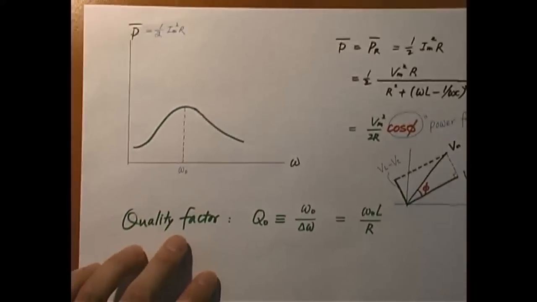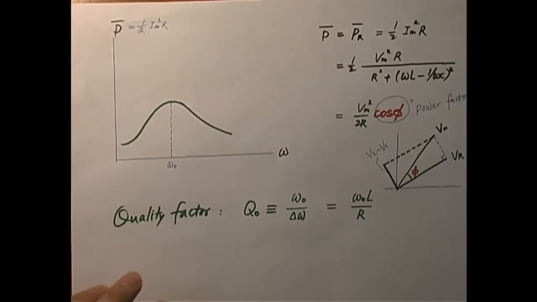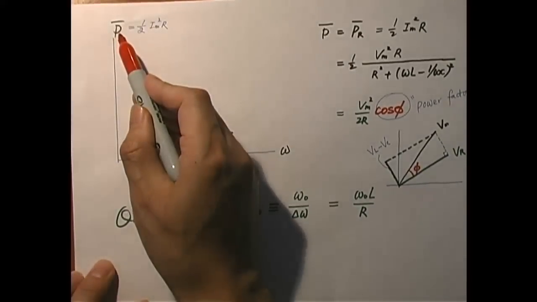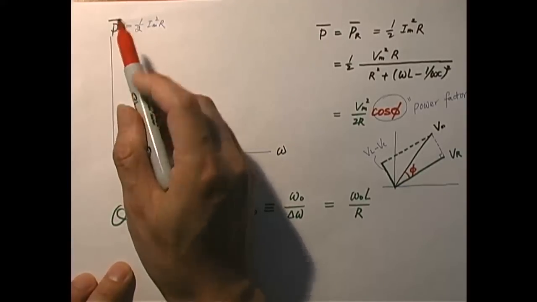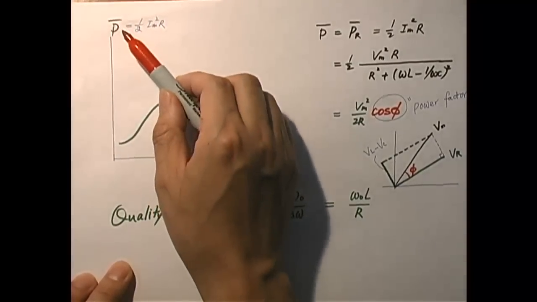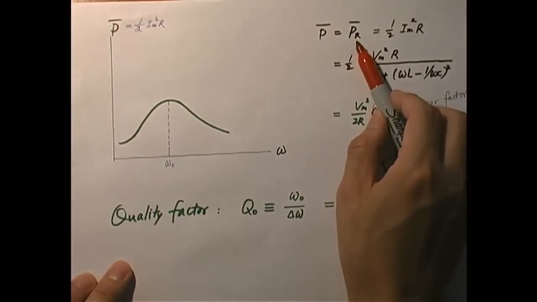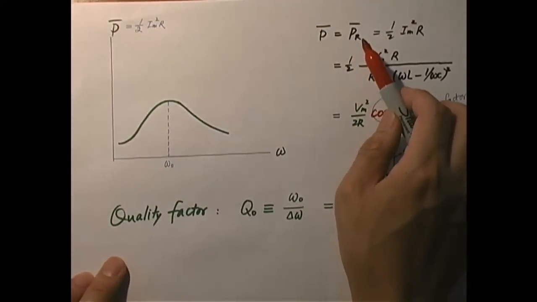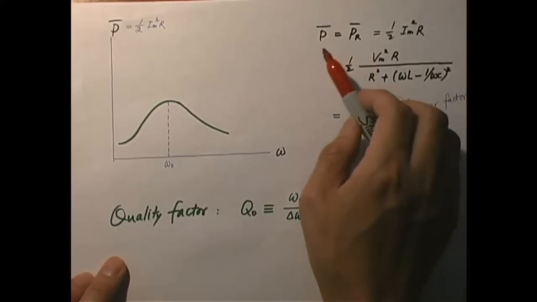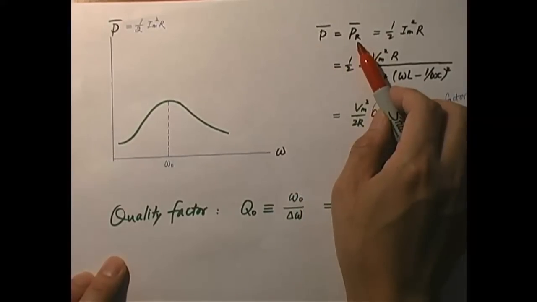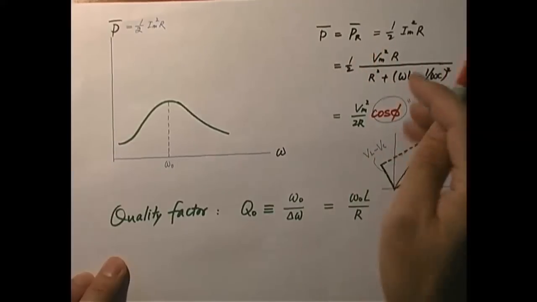So let's go back and plot the same thing here. This is the average power consumption for the entire LRC circuit in series. That in fact equals the average power consumption on the resistor, okay? Because again, the inductor and the capacitor over one cycle do not consume any energy. So power consumption equals that on the resistor as a time average.